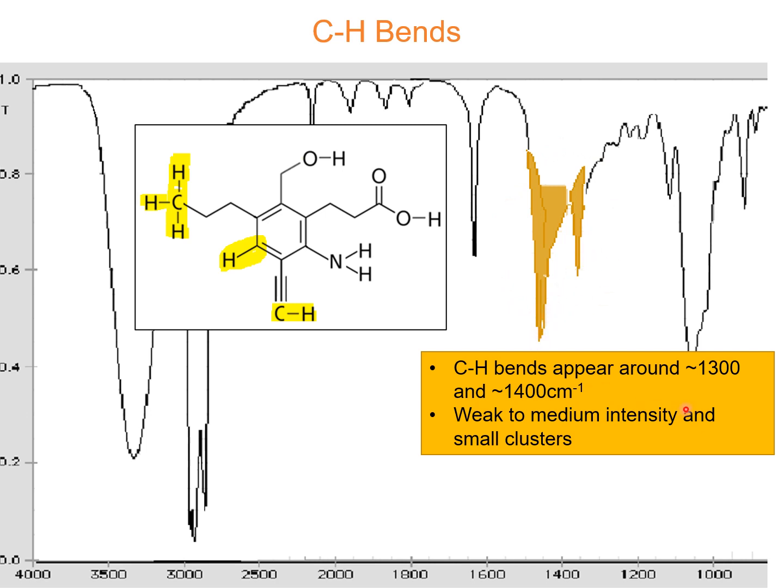So there can be values, but you need not memorize the actual numbers. There can be 1350, 1390 or 1450. Any value around 1300 to 1400, if they are in the form of clusters, will belong to CH bends. So whether the compound given to you is organic or not, you can quickly test it by checking whether there are peaks around 3000 and 1300.